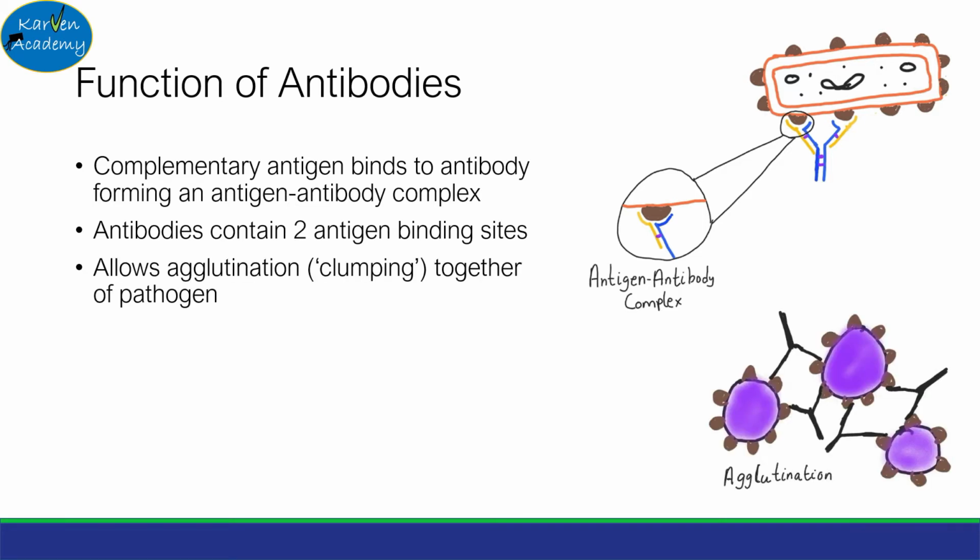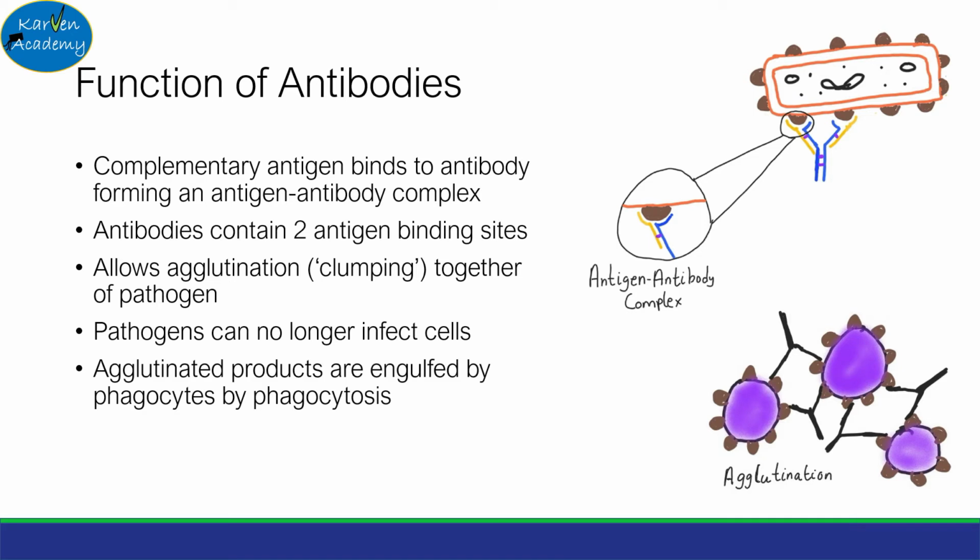The advantage to this is that this allows agglutination, also known as clumping of the pathogen. The clumping of the pathogen means that the pathogen can no longer infect cells or release toxins. They are essentially neutralized. These agglutinated antigen-antibody complexes are engulfed by phagocytes by the process of phagocytosis.